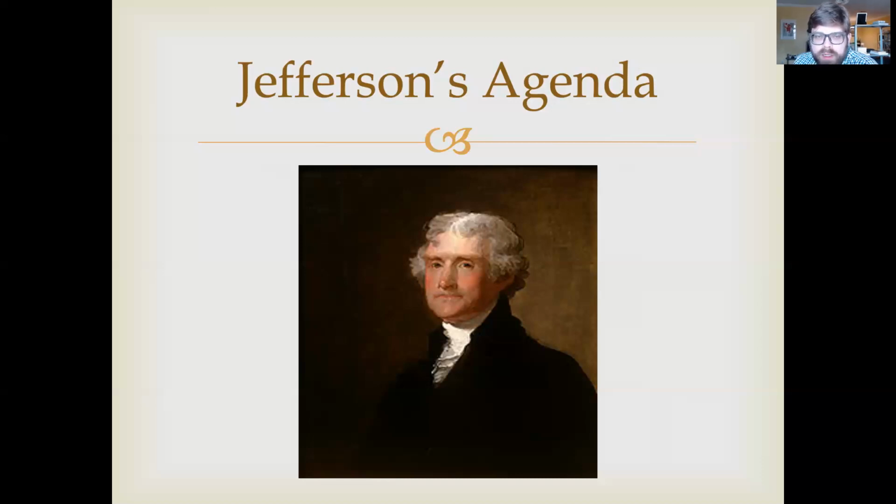Basically, Jefferson wants as small a government as possible, and his ideas are going to be influential for decades to come on future presidents.